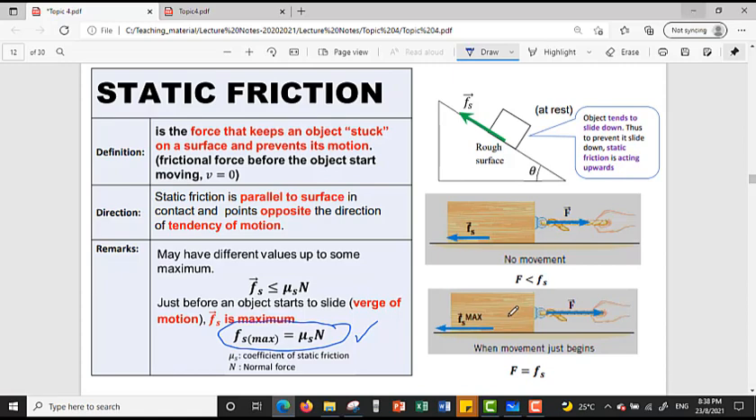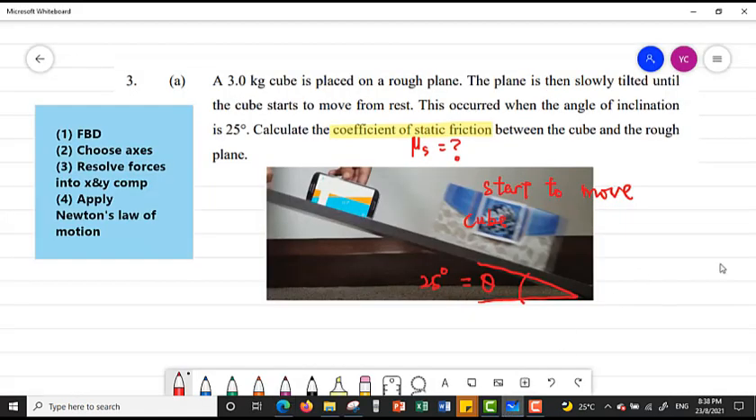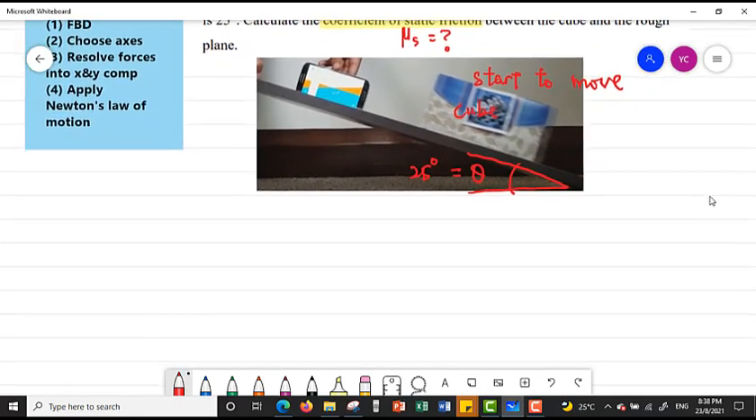So to solve this problem, the first step, I'm going to draw the free body diagram so that I can include all the forces acting on the cube besides the static friction. Then I'm going to choose the axis. Then resolve the forces into x and y components. Only then are we able to apply Newton's law to solve the problem. So first, I'm going to draw the free body diagram for the cube.